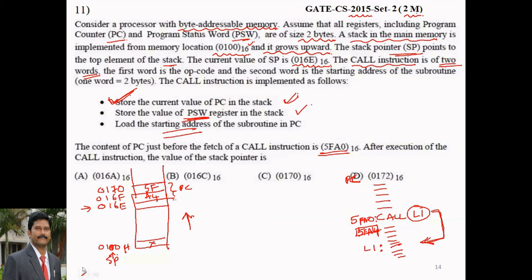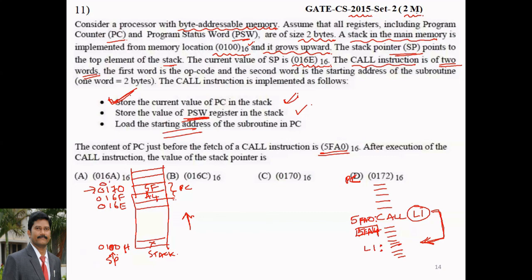Now where does SP point? SP now points here, because the value before the call instruction, 016E, was the stack pointer. This is the total stack memory. It increments by 2 and stores the PC value. Now what is the next operation? Store the value of PSW. That means flag register low and flag register high are both stored in the stack. How? In the next two locations, so it increments by 2 and stores.